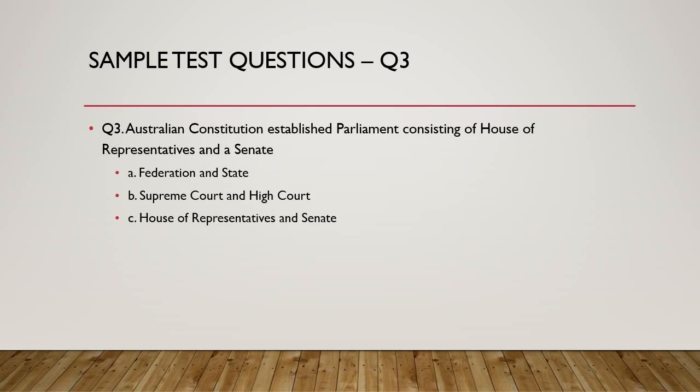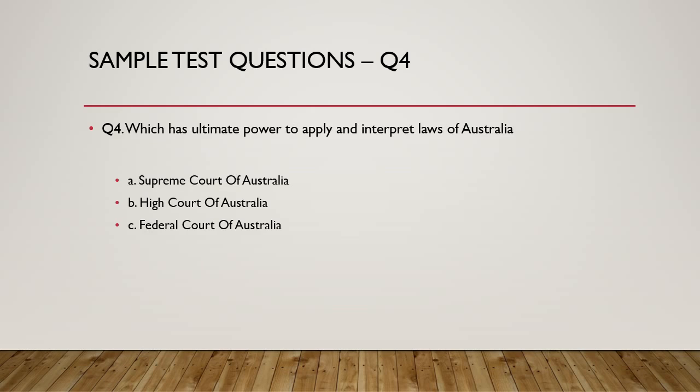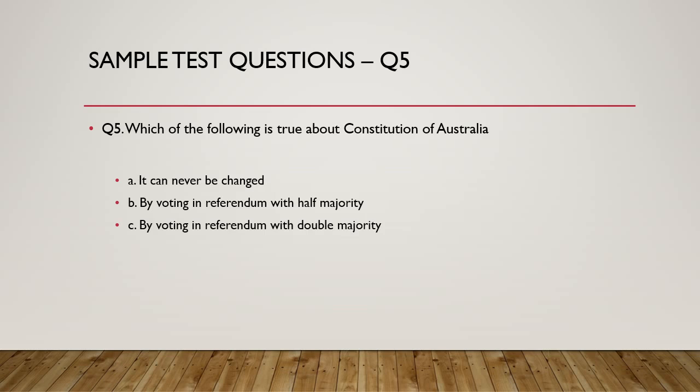Question 3. The Australian Constitution established a Parliament consisting of the House of Representatives and a Senate. So the answer is House of Representatives and Senate. Question 4 says, which has the ultimate power to apply and interpret laws of Australia? And the answer is the High Court of Australia. Question 5, which of the following is true about the Constitution of Australia? So the answer is C, by voting in the referendum with double majority.